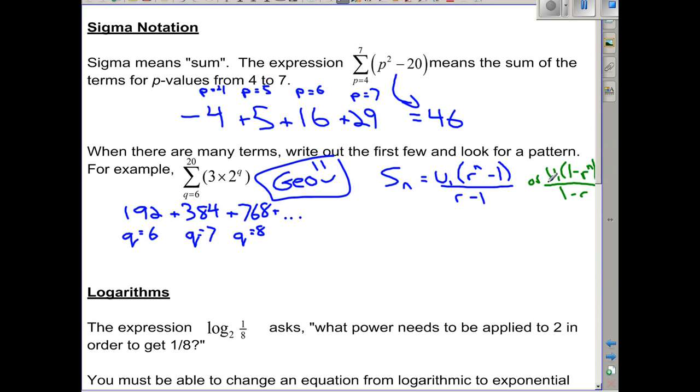Okay, substitute in what I know. Well, I want from the 6th to the 20th terms. That's actually 15 terms, so I'm looking for S15. The first term was 192. The common ratio, I'm going up by multiplying by 2's. So this will be 2 to the power of 15 minus 1 all over r minus 1. So 2 minus 1.